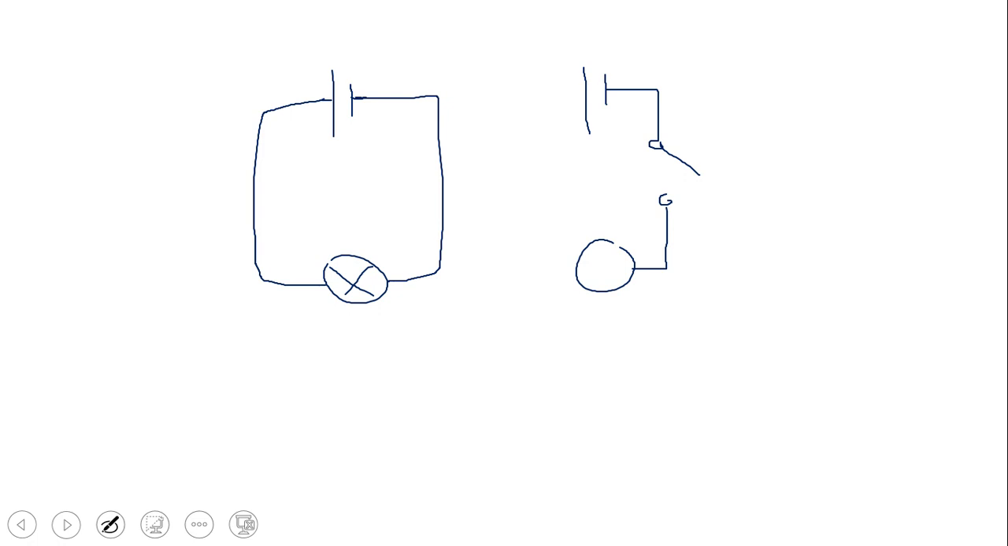Now, from that, I could recreate that drawing, but how about this time I throw in an open switch? So I'm going to draw a battery. Here's my open switch. I could also draw it with a closed switch.